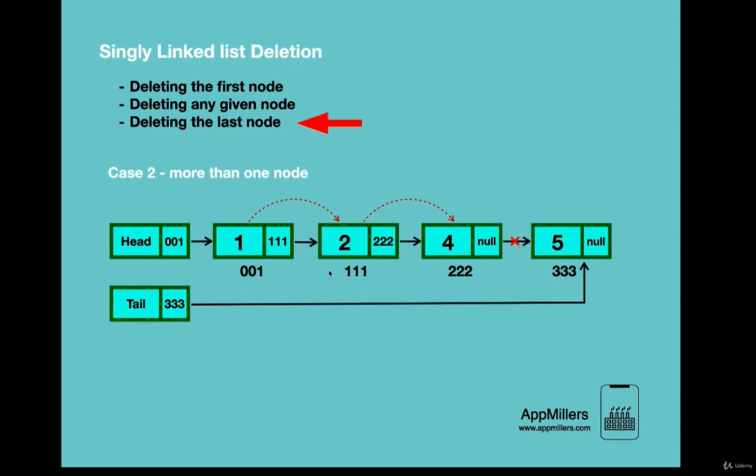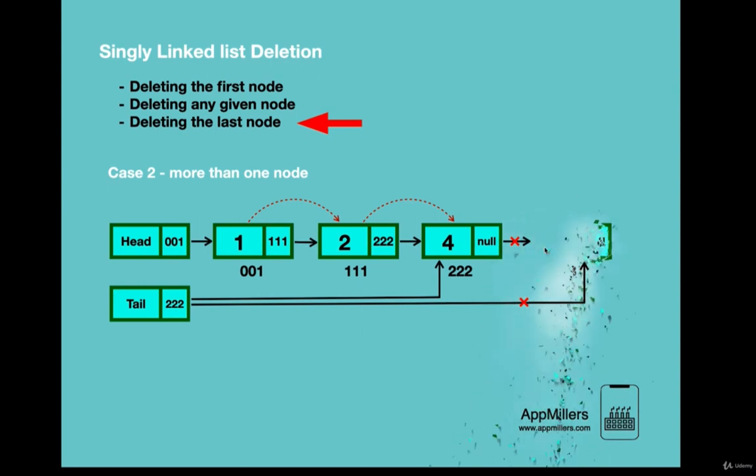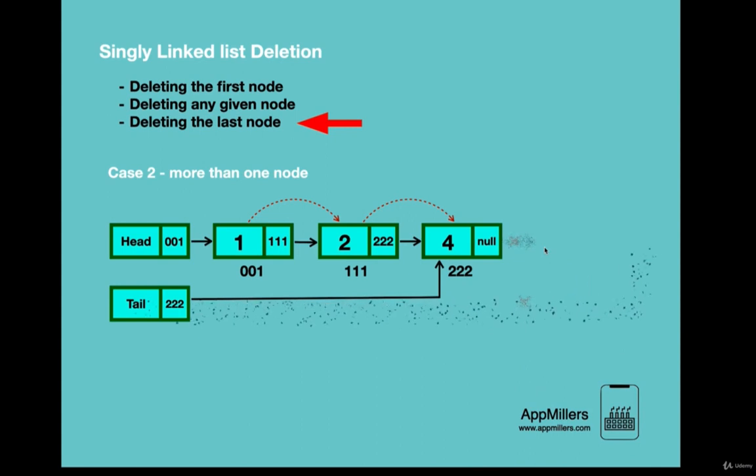Then the next thing that we are going to do is update the tail reference to reference this node. As you see, when we update the tail reference to 222, which is the physical location of the node over here, it breaks the connection between tail and the last node. When we don't have any link to this given node, the garbage collector destroys it from the memory. So with this, deleting the last node from the given single linked list is complete.